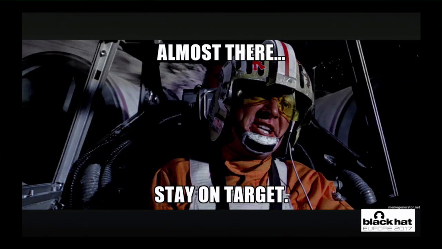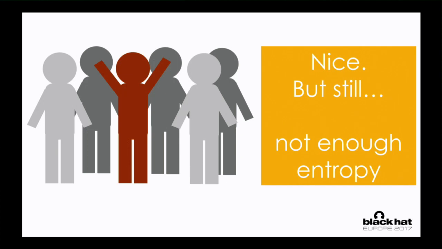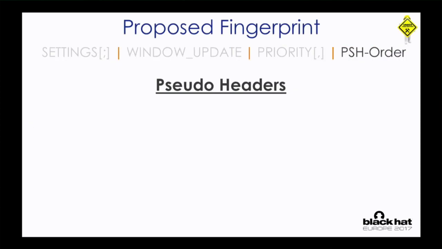But we are almost there. One last element. This was really nice, but it did not generate enough entropy. We needed another component that would help us further distinguish between clients, because there were a lot of clients at that stage that still had similar characteristics.